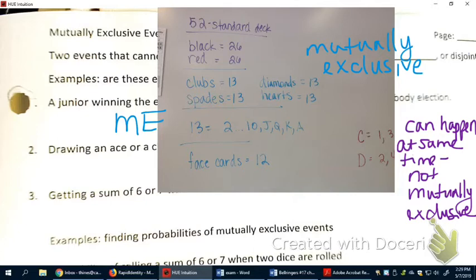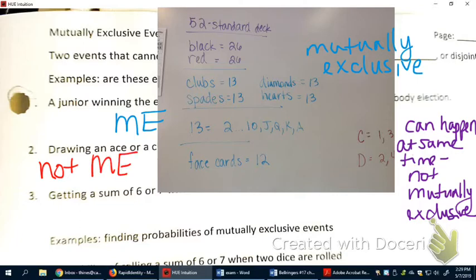The question on number 2 was, could you draw an ace and a club at the same time? Yes, you can, because there is an ace of clubs. So because you can do it, does that mean it's mutually exclusive or not mutually exclusive? Not mutually exclusive. Okay, that makes sense now.